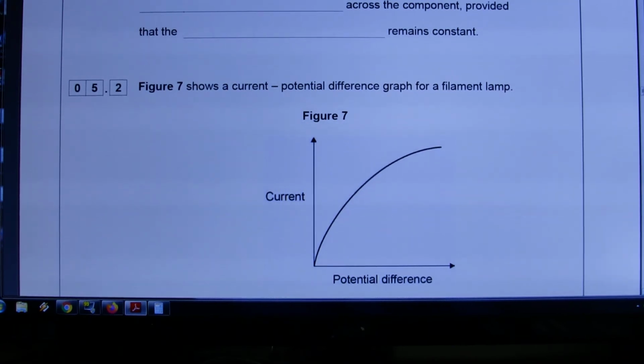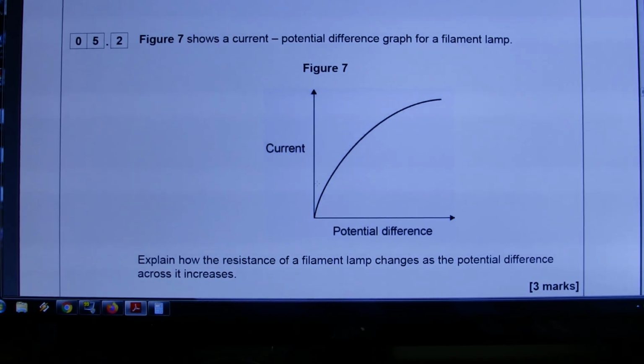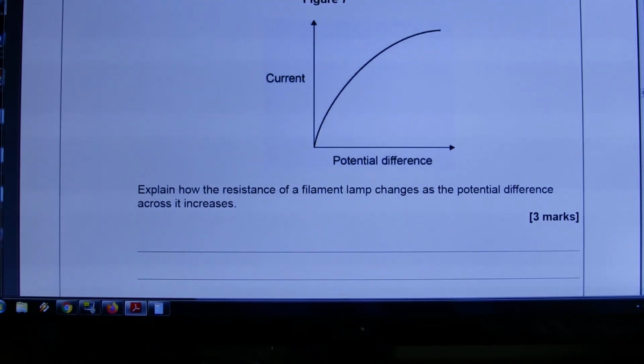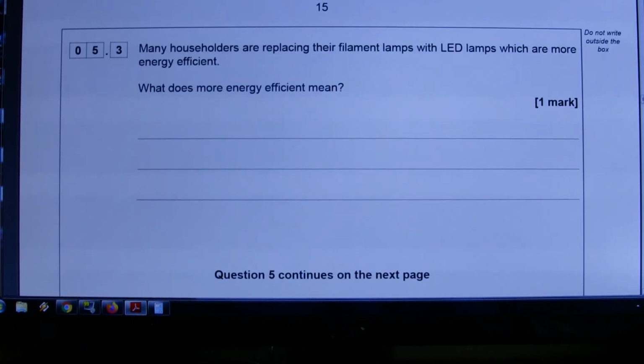There's a current-potential difference graph for a filament lamp. The higher the voltage, the more current, but the hotter it gets, the more resistance, so the less the current increases. Oh look, I just explained that. If this was A-level, they'd want to know that the individual atoms of metal within the filament are bouncing around more, making the distances between them greater, making it harder for electrons to jump from one to another, for current to flow through it.